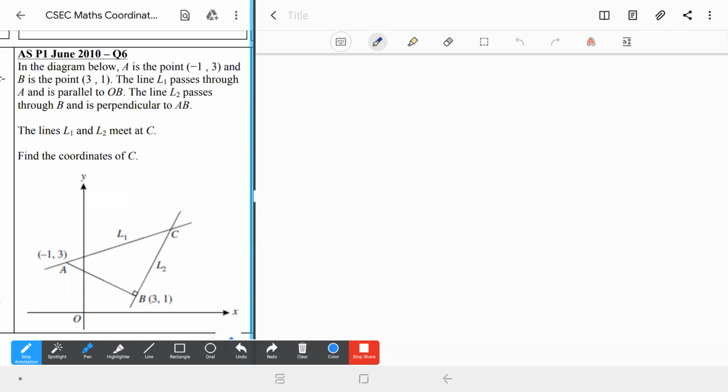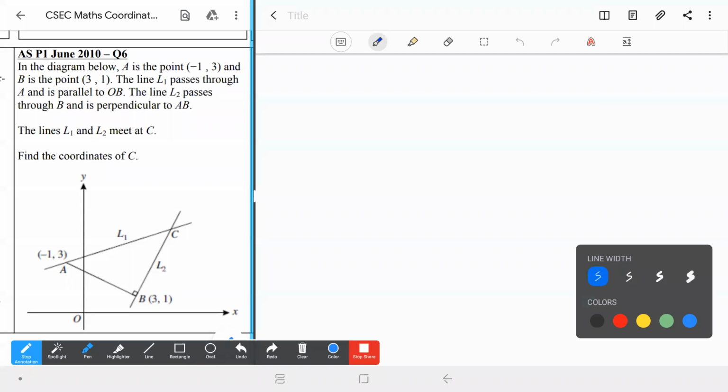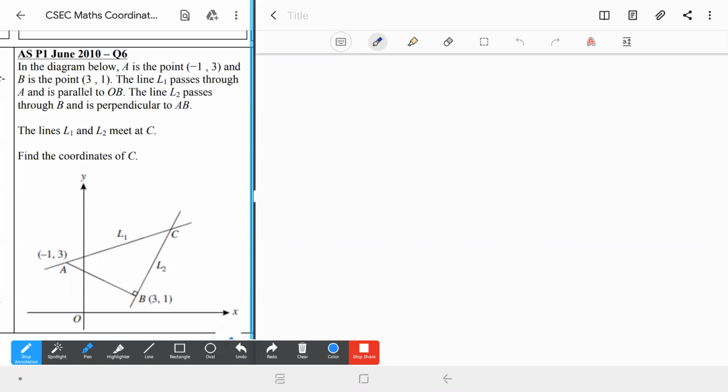All right, so this question says, in the diagram below, A is a point -1, 3. You can see that A is the point -1, 3, and B is the point 3, 1. It says L1 passes through the point A and is parallel to OB. So what they didn't show us was the line OB. So let me draw it on the diagram. And I'm going to use the same blue to draw it on the diagram.